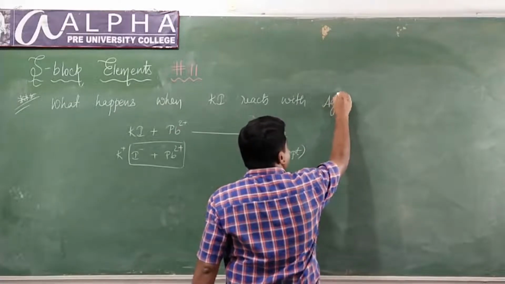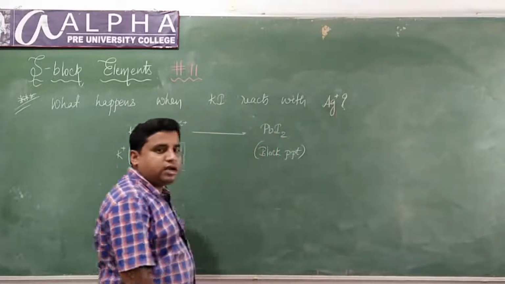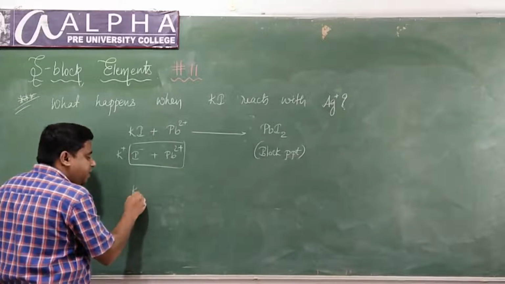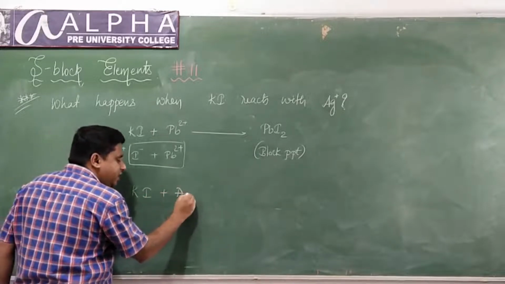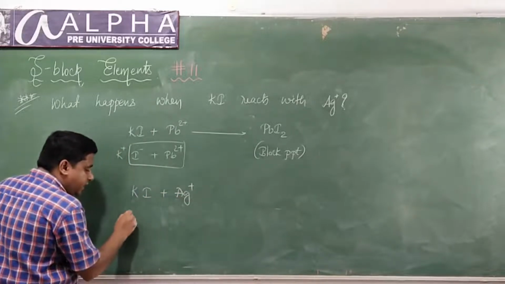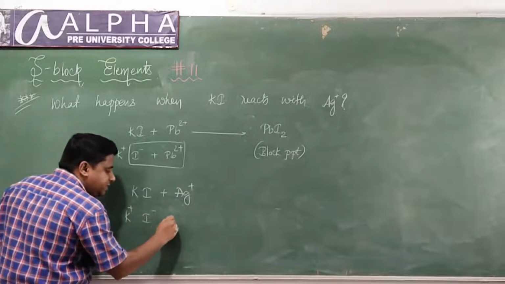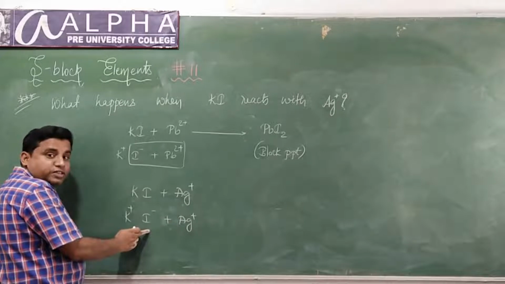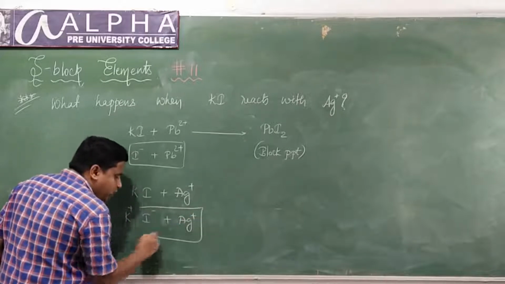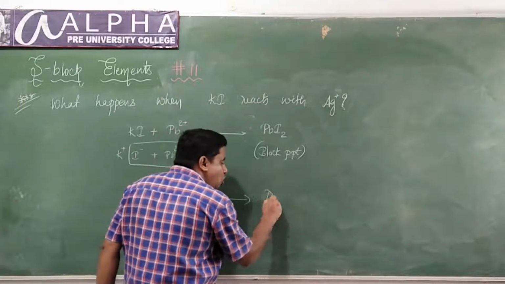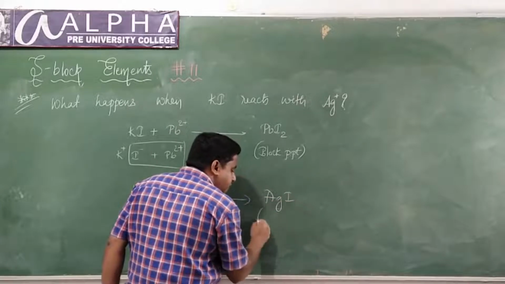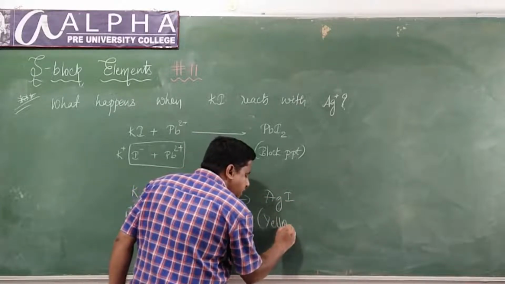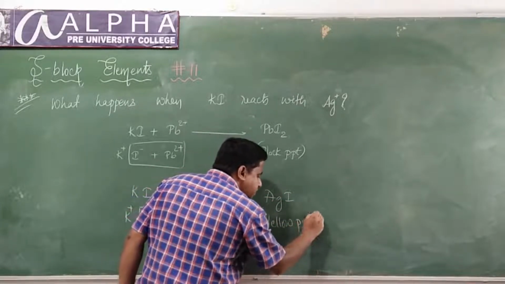Okay, silver ion. Very simple. When potassium iodide reacts with silver ion Ag+, here we have K+ and I- plus Ag+. The cation of this species will react with the anion of the other species. So we will get what? Yes, a yellow precipitate. What is this precipitate? A yellow precipitate of silver iodide.